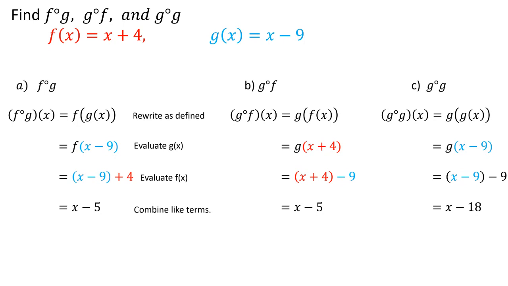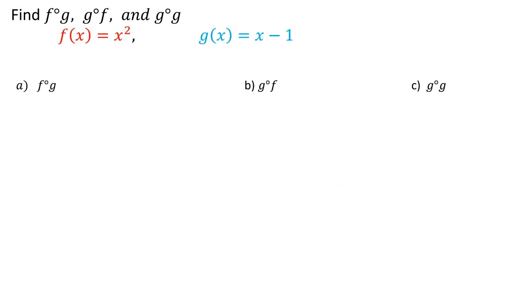Now we get a lot of questions on this last one, g dot g. This is no different. All they're asking us to do is g composed of g. That means that for function g, everywhere I see an x value, I'm going to plug in the same function, g. So g is x minus 9, and everywhere I see x, I'm going to plug in x minus 9. So we have x minus 9 minus 9. Combine my like terms, x minus 18. So these were examples of composite functions.